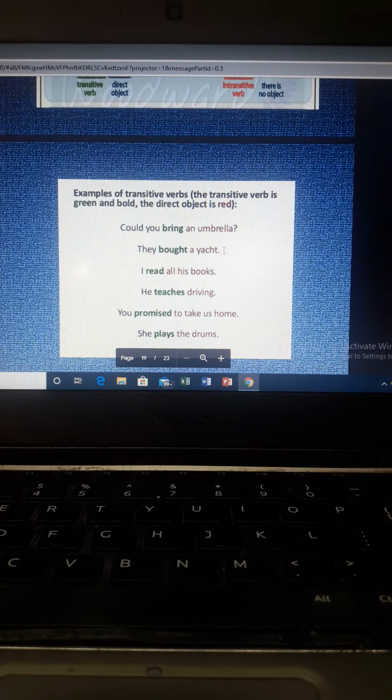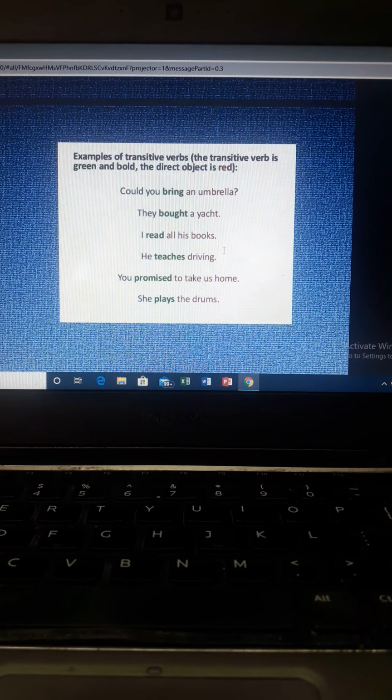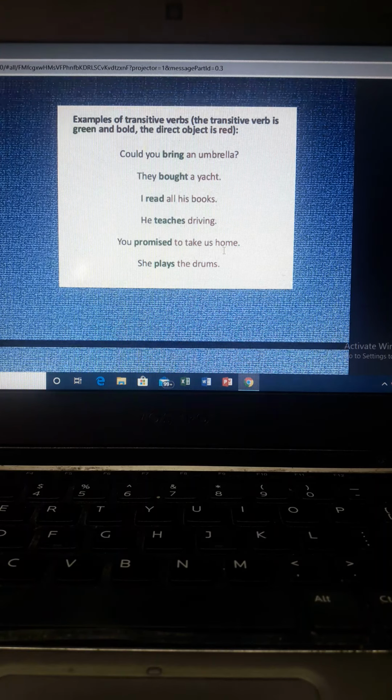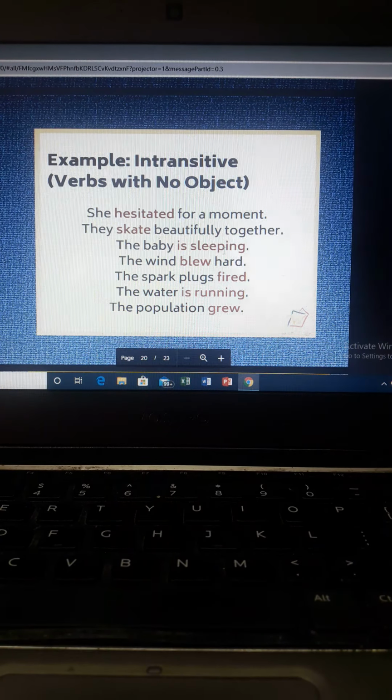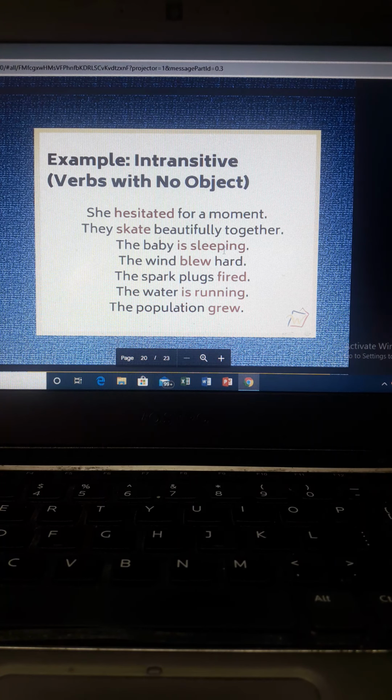Okay, the examples of transitive verbs, you have a list of examples over here. Could you bring an umbrella? See, bring is a transitive verb because it is followed by an object. They bought a yacht. Bought again becomes a transitive verb because it is followed by a direct object. But in case of an intransitive verb, like this one, she hesitated for a moment. Hesitated is the verb, intransitive because there is no object after that. And you have a number of examples following also.